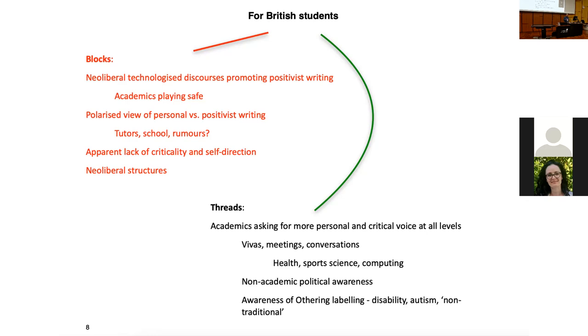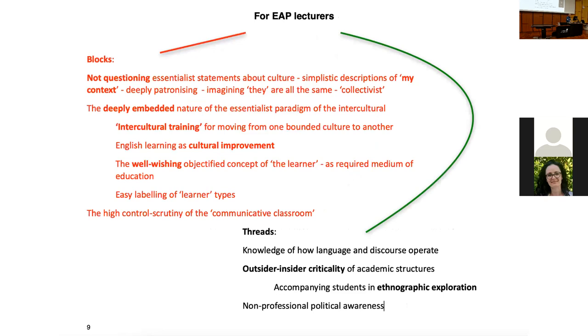Okay. Also, we have a very sophisticated and developed understanding of the politics of labels when it comes to disability, autism, non-tradition. Why can't we apply this to the intercultural? Why can't we see culture as equally problematic as race or gender? Very, very important to think in those terms.